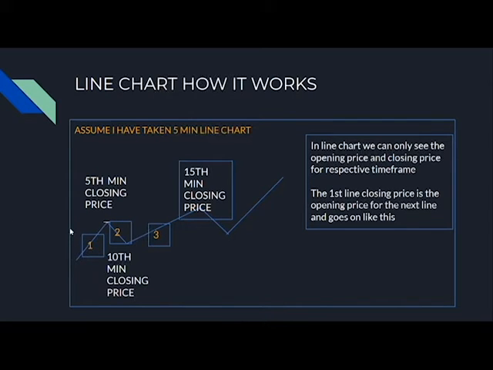So what is the disadvantage in this? The main disadvantage is we are only joining these 2 points, but we don't know what is happening in between. It may have moved like this, it may have come down like this and finally reached this point, or it may have moved slightly like this and reached this point. So we don't know what's happening. So it's very important to have one more type of graph representation, that is the candle.